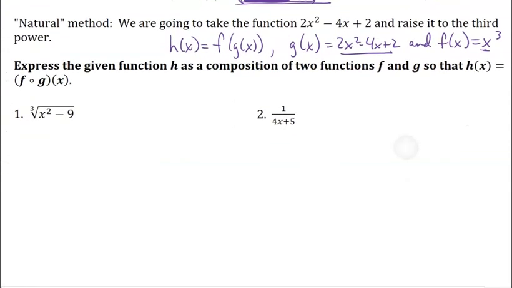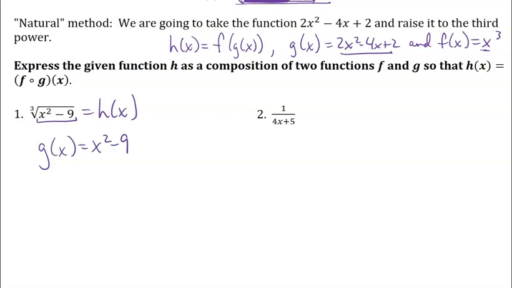All right. So here I would suggest you pause it, look for a way to try and break it apart where g of x is your inside function and f of x is your outside function. Okay, so for this one, if this is h of x, my inside function is this. So I'm going to say g of x is equal to x squared minus 9. And then the outer function, f of x, is what's happening to x squared minus 9, which is we're taking the cube root of that value. So my outside function is the cube root of x.